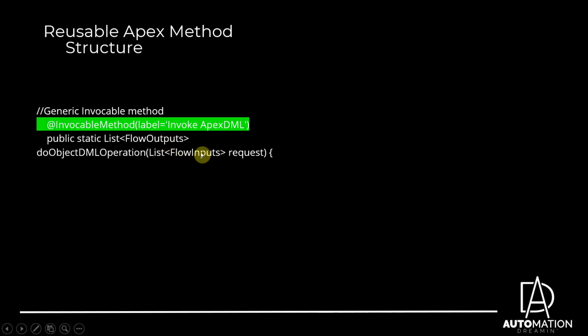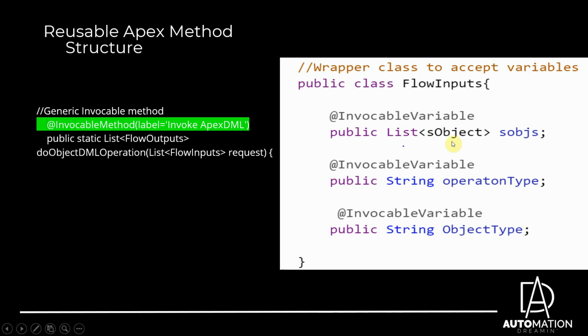Now let us see what flow inputs is. It's actually a wrapper class created by me, and it contains 3 variables. And you can see all the variables should be annotated with invocable variable method.